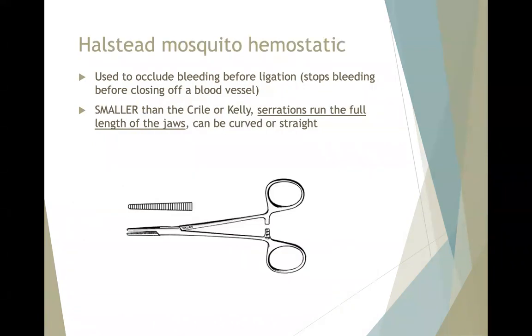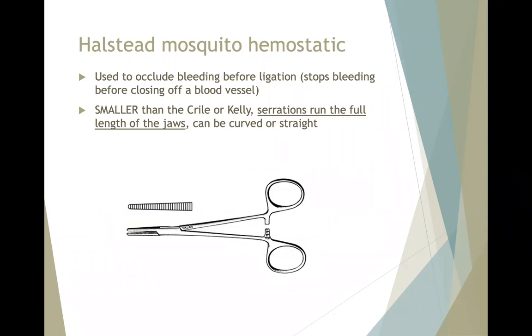Now, another hemostatic forceps, these are our Halstead mosquitoes. We usually just call them mosquito forceps or mosquito hemostatic forceps. And we will use these in the exact same way as our other hemostats to help occlude the bleeding before ligation. So stopping that bleeding, closing off that blood vessel as they're making their cuts and sutures.